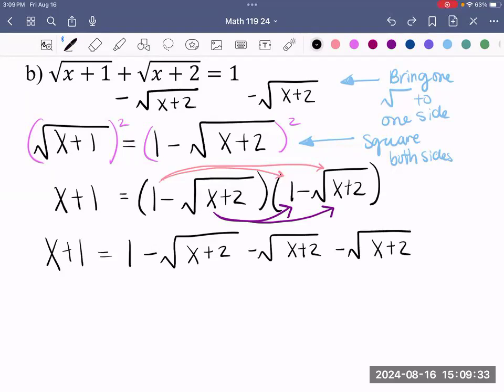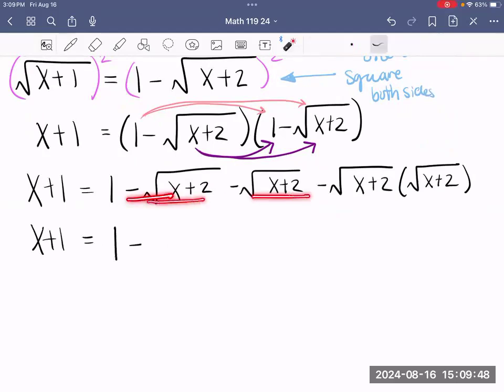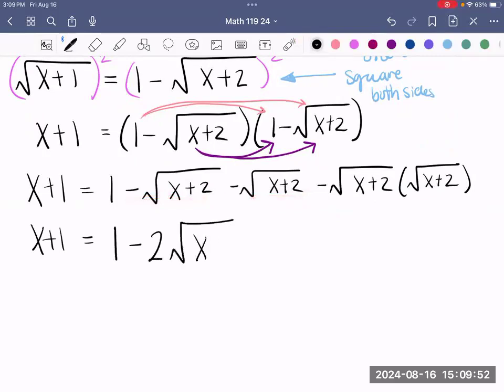Let's see. I'll just write them next to each other. So now we get to combine your terms. So again, ignoring that one side, then we have 1 minus, and because we are subtracting both and there's 2 of them, we now have 2 of these x plus 2's underneath that radical sign.